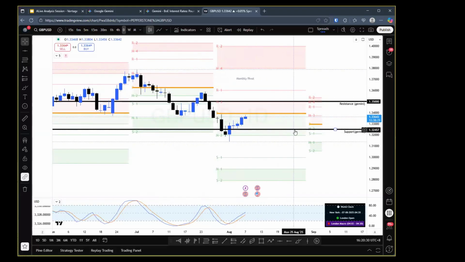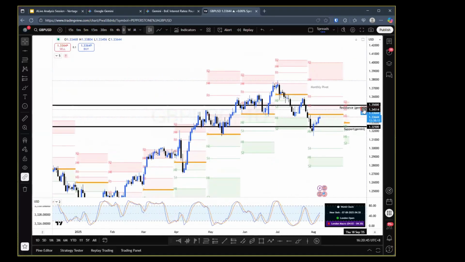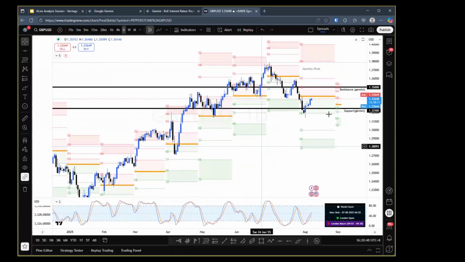Whenever we are bearish, we want to sell below M3, above the pivot. Our target will be M1, S2 at the bottom. If we are bullish, we want to buy above M2, below the pivot, and our target is R2, M4. Pretty straightforward.